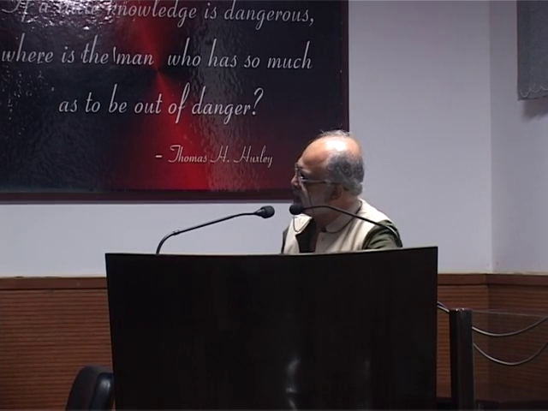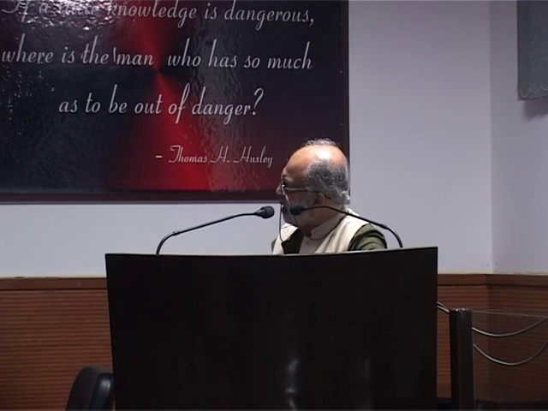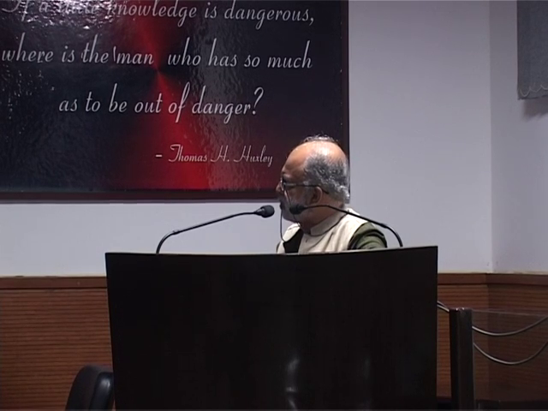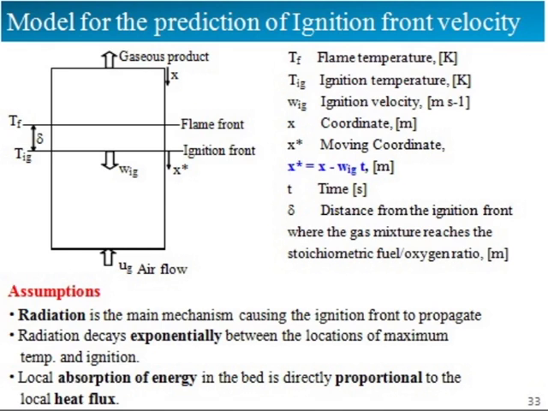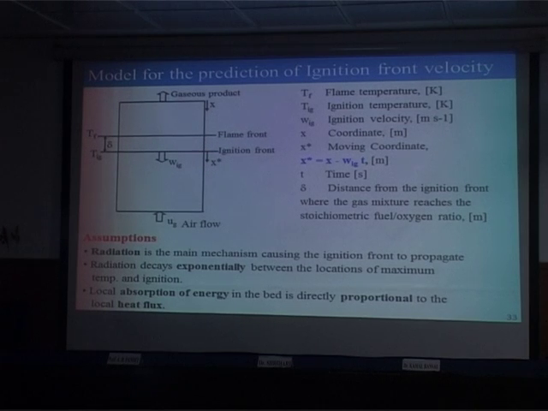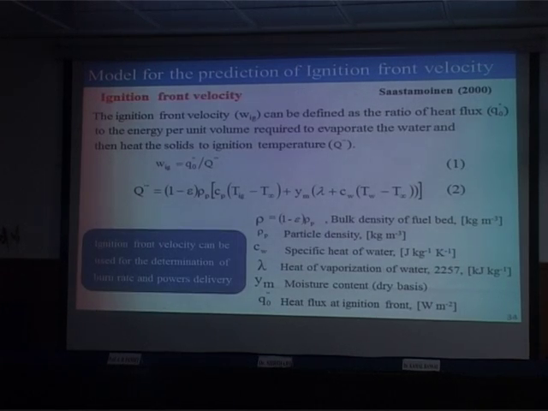Alright, so these are typical conditions. So I have a fuel bed, I light it from the top, devolatilized and only char is left. This is the ignition front which keeps on moving in the downward direction. This is unreacted fuel and air is being introduced from the bottom. Right, I can write a basic material balance of this, and then this material balance can be combined with the calorific value of the fuel to write an energy balance across this particular cross section of the fuel bed. Right, so I can estimate the ignition front velocity by using this balance. So the ignition front velocity can be used for the determination of burn rate and power delivery.